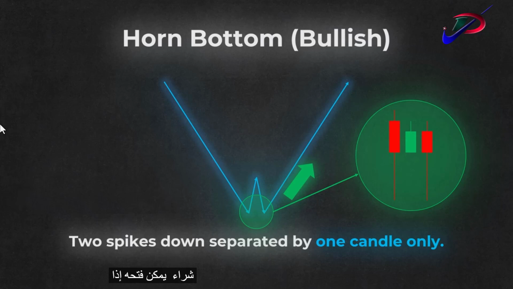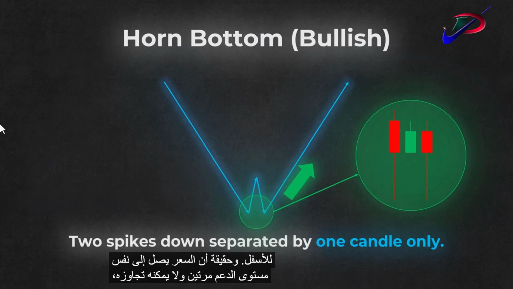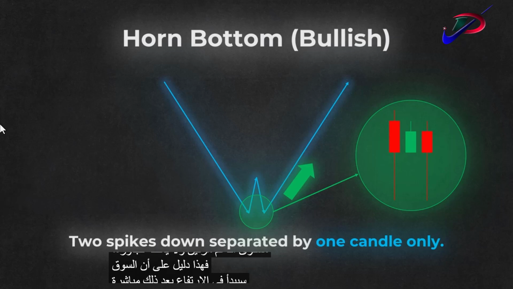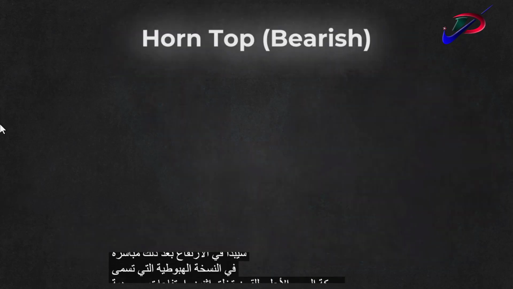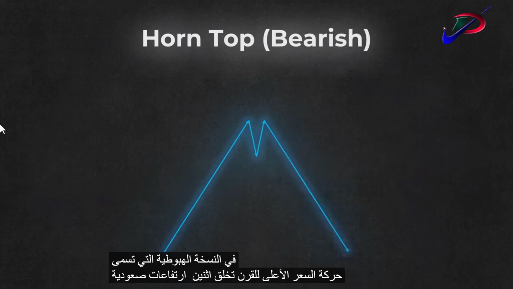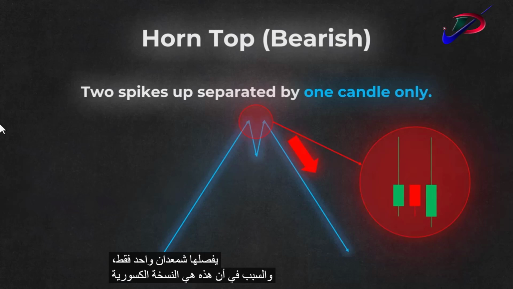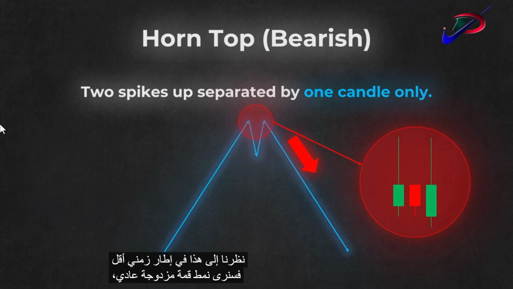A long trade can be opened if price begins to rise after the second spike down. The fact that price hits the same support level twice and cannot get past it is evidence that the market will start rising right after it. In the bearish version called horn top, price action creates two spikes up that are separated by one candlestick only. The reason this is the fractal version of the double top is because if we looked at this in a lower time frame, we would see a normal double top pattern.